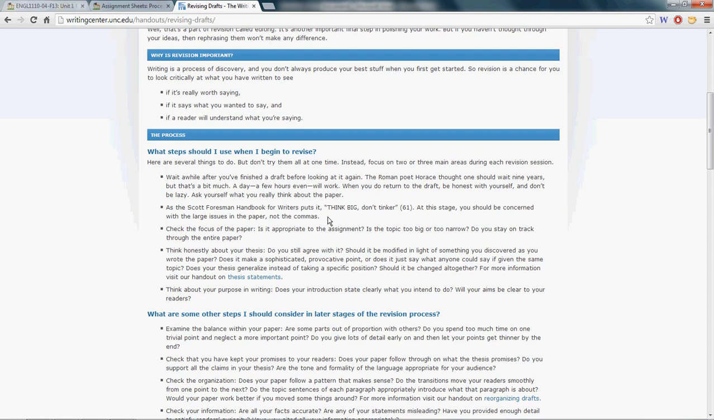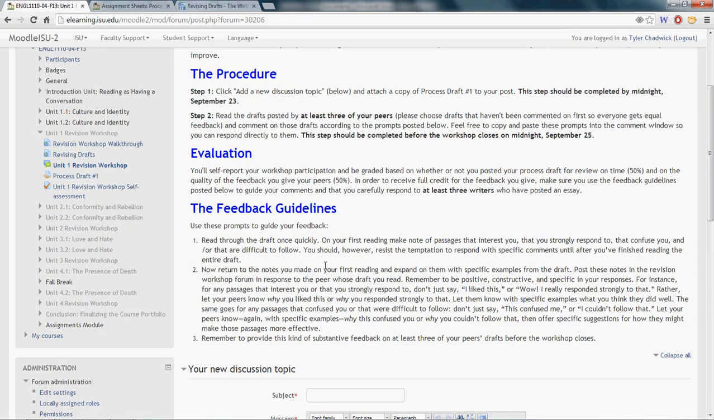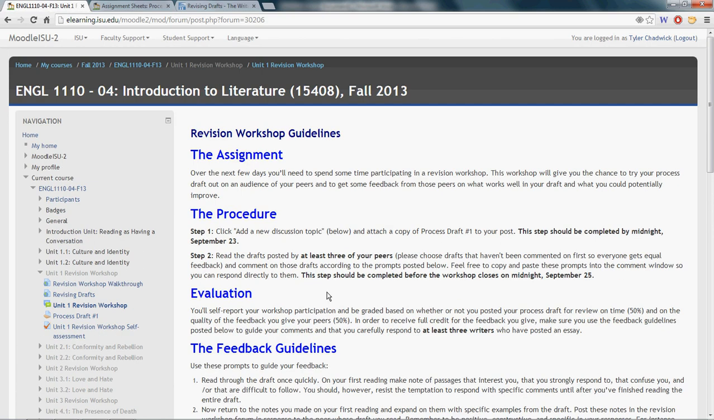Things like that. Is the topic too big, or is it too narrow? Does the writer stay on track? Now, things like that are what you should be focusing on here in these revision workshops. Big issues, not so much on the little proofreading kind of things, but you can get to those later. Now that is a basic rundown of the procedure that we'll be following for these revision workshops.